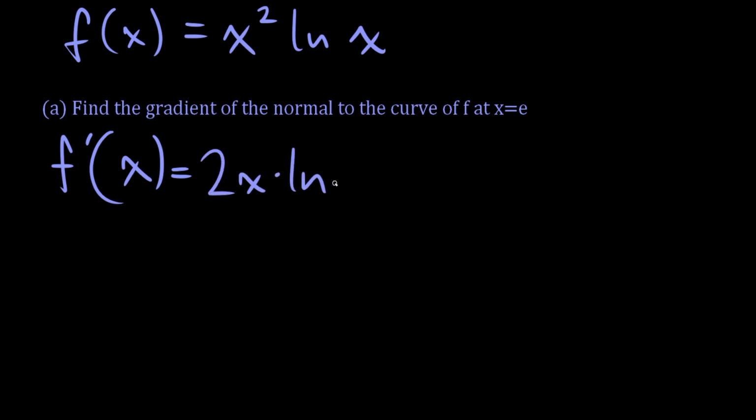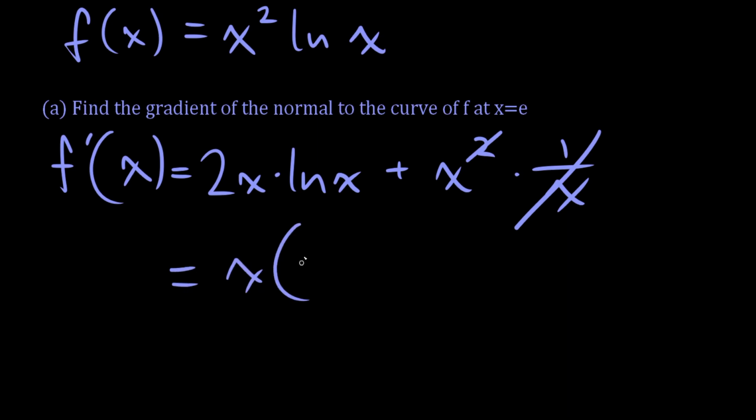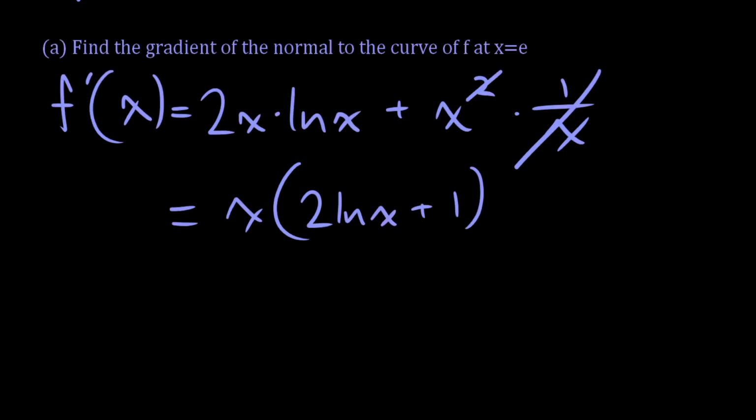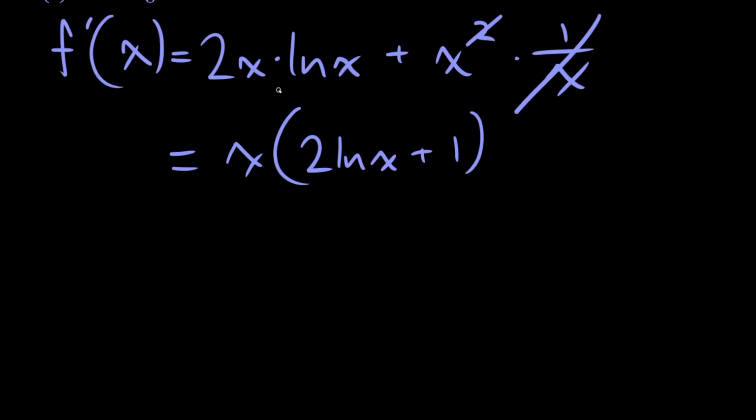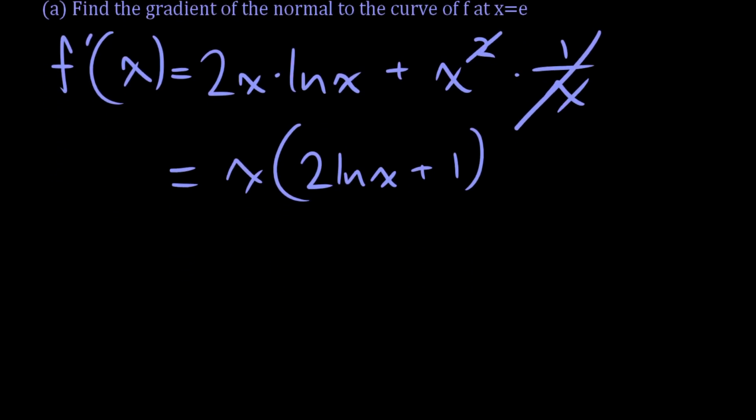2x multiplied by ln x plus x squared times the derivative of ln x, which is 1 over x. You'll notice that the 1 over x and the x squared should cancel, so you'll be left with x. Then we can factor the x out to get x times (2 ln x plus 1) should be our derivative function. So first we're going to need to find the regular gradient of the curve.